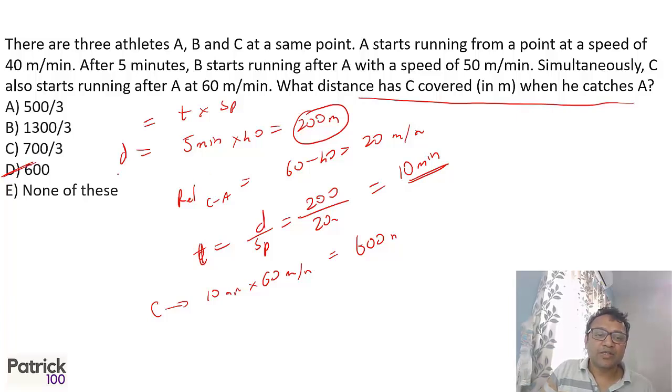So you first find out the distance that A has covered, then you find the relative speed between C and A, which is 20 meters per minute. Then you take the time taken for C to catch A, which comes to 10 minutes, and then you can find the distance of C. So that's how you can calculate.